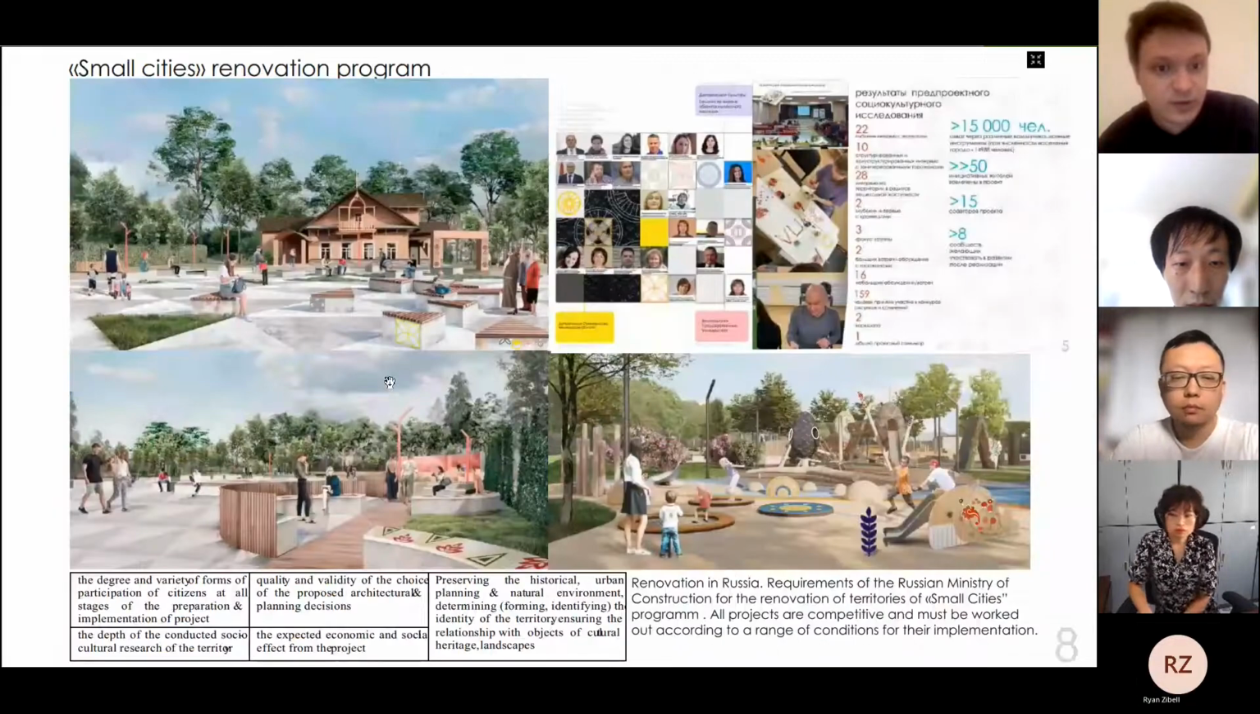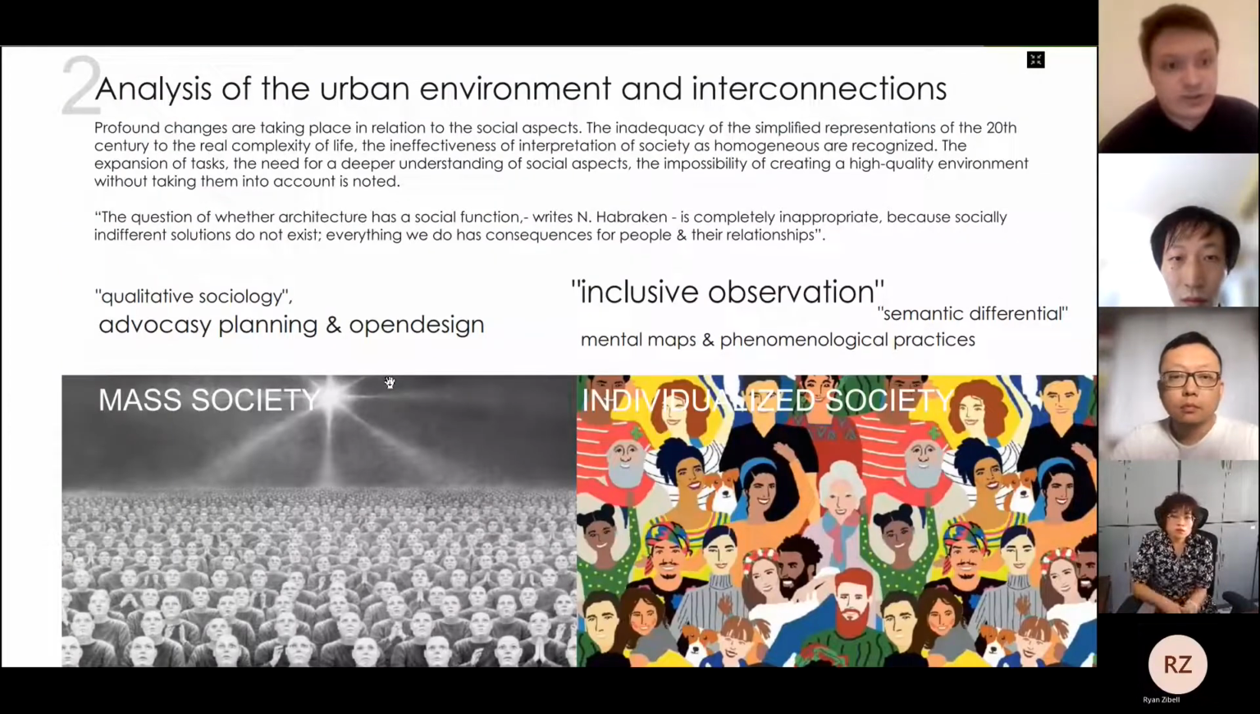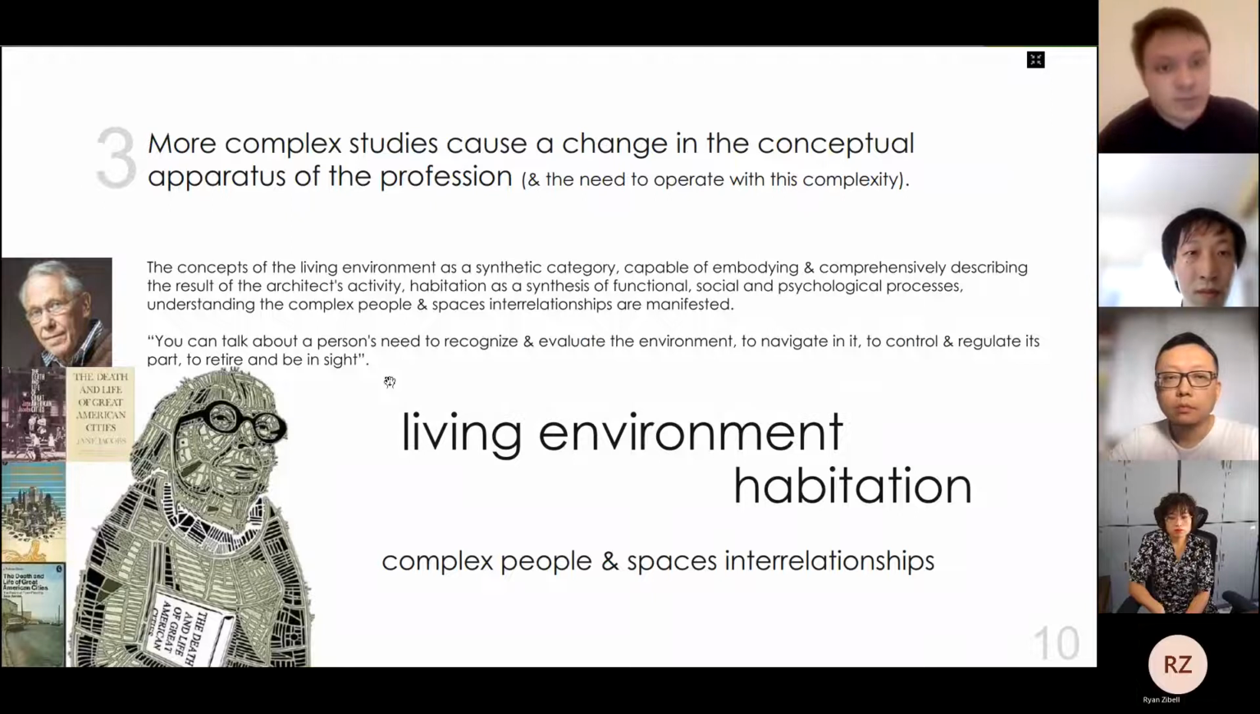This is one of our renovation tools. So profound changes are taking place in relation to the social aspects, the inadequacy of the simplified representations of the 20th century, the real complexity of life is recognized. New terms such as advocacy planning and open design, inclusive observation, mental maps have emerged. More complex studies cause changes in the conceptual apparatus of the profession. The concept of living environment emerges as a synthetic category capable of embodying and comprehensively describing the result of the architect's activity. Habitation is manifested as a synthesis of functional, social, and psychological processes.